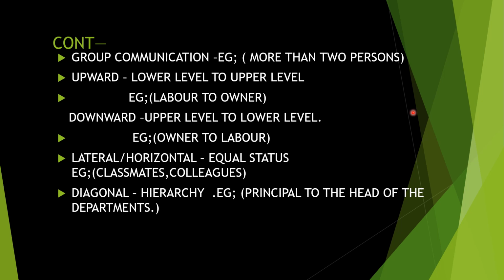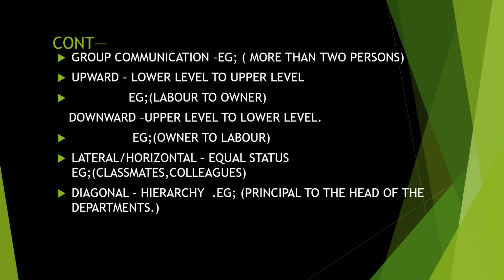Now the next one is lateral or horizontal. That is communication going between equal status, maybe classmates or colleagues. People of the same status talking between themselves is called lateral or horizontal communication. Next one is diagonal. It is hierarchy. The institution principal is sitting at the top and giving some information to the head of a department. He will not convey all the messages directly to the teachers or the students. He will give to the head of the department, then the head will give to the teachers, then teachers to the students. That is the way. These are the different kinds of communication we can see in our society.